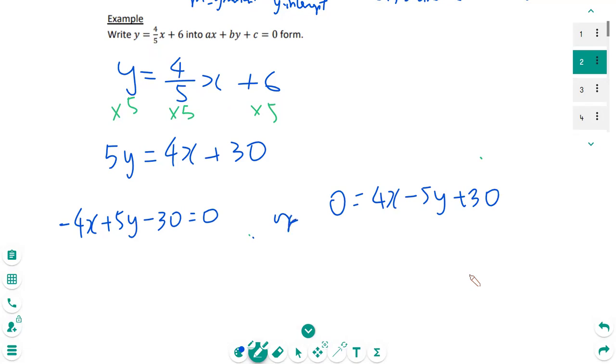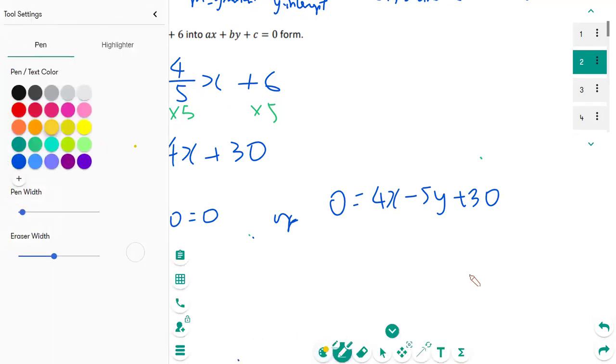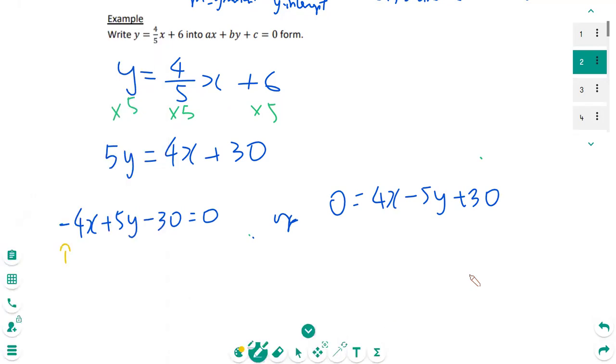So when you check your answer, if you see the signs are different, don't fret. First of all, check if the signs are all opposite. If they're all opposite, that means you are correct. Because if you look at the signs here, minus, plus, minus, and plus, minus, plus, you can see they're all opposite, right?